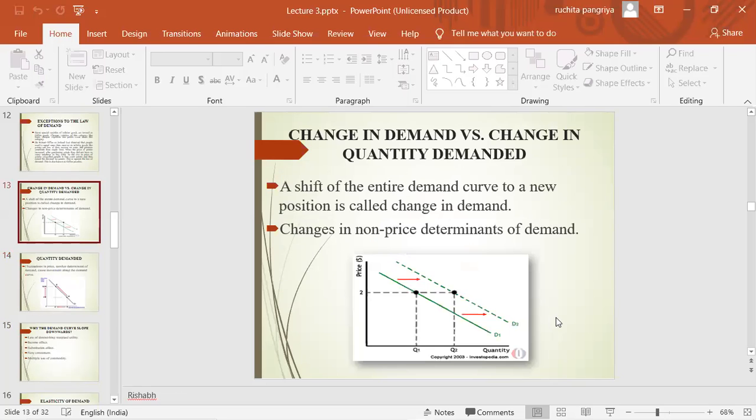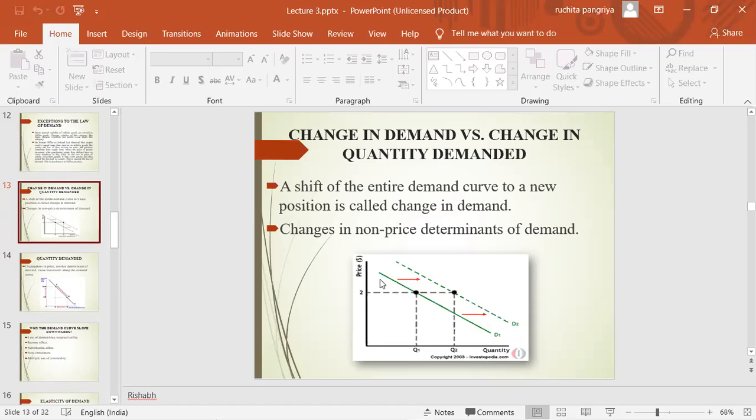Then shifts of the demand curve. A shift in the entire demand curve to a new position is called a change in demand. And it is not because of the price, it is because of some other factors like income change, taste and preference change, advertisement effect, or something else, maybe based on the prices of substitutes or maybe based on the prices of complementary products.